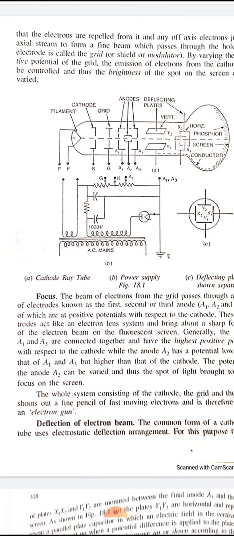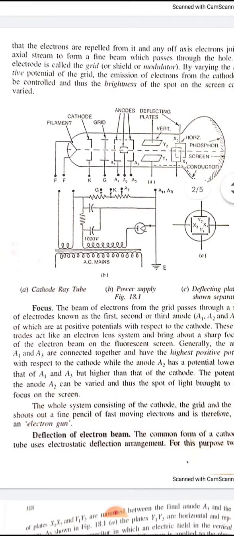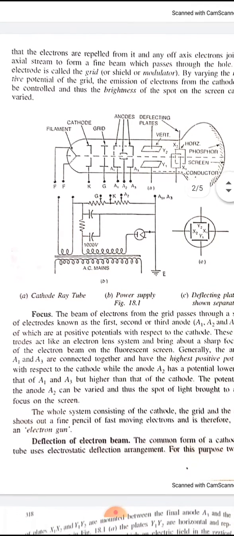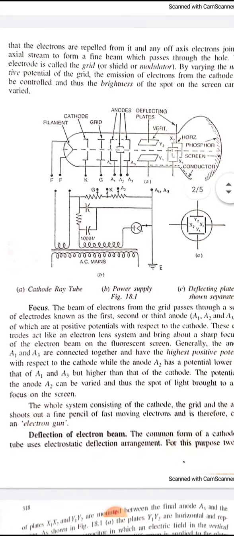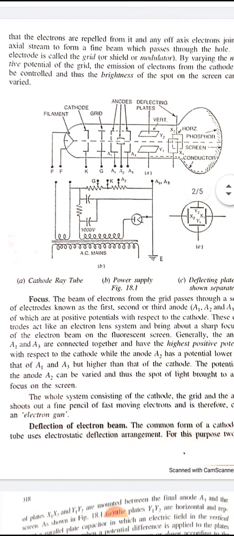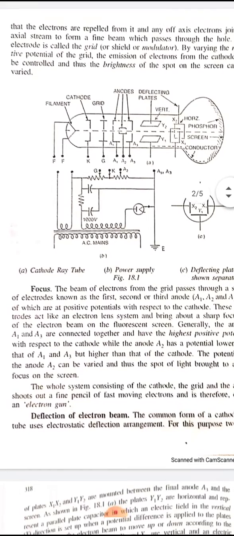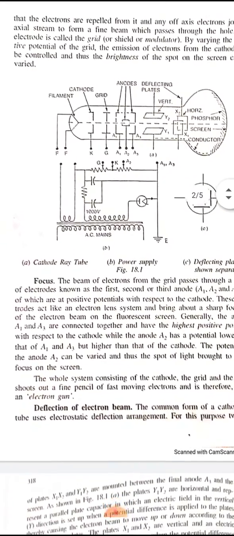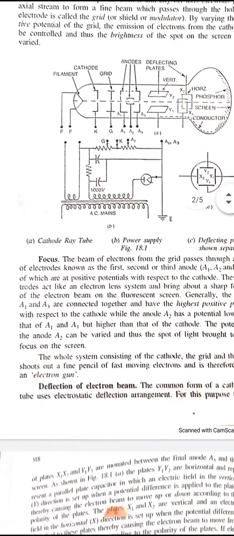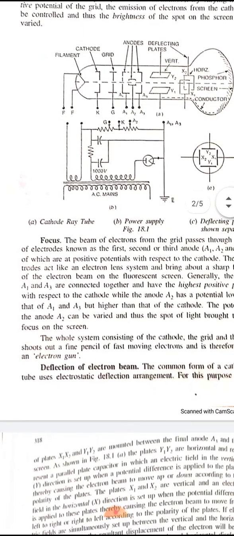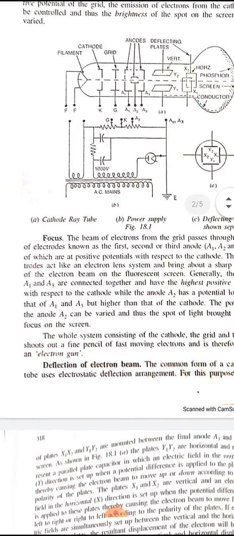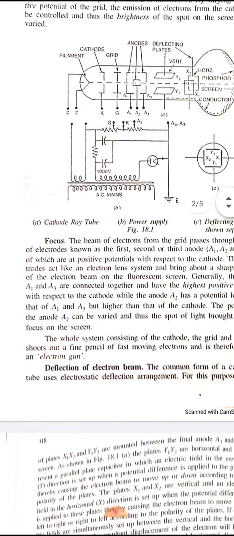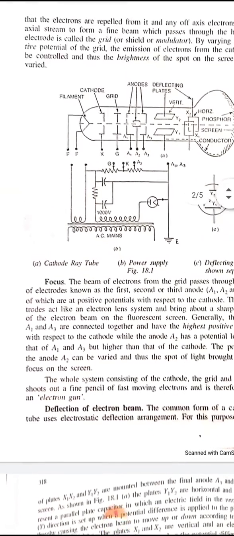Generally, the anodes A1 and A3 are connected together and have the highest positive potential with respect to the cathode, while the anode A2 has a potential lower than that of A1 and A3 but higher than that of the cathode. The potential of the anode A2 can be varied and thus the spot of light brought to fine focus on the screen. The whole system consisting of cathode, grid, and anodes shoots out a fine pencil of fast moving electrons and is therefore called the electron gun.